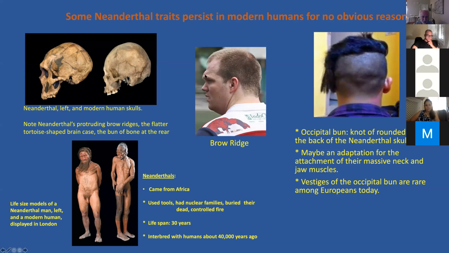Here's an individual with a heavy brow ridge, like a Neanderthal. Here's someone with an occipital bun. And it's not obvious what the advantage of either of these would be, but they have persisted in the human population.